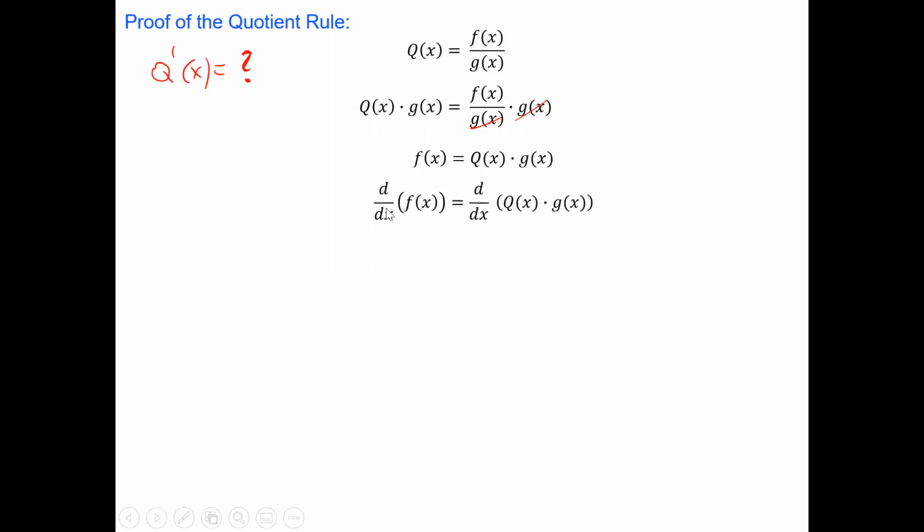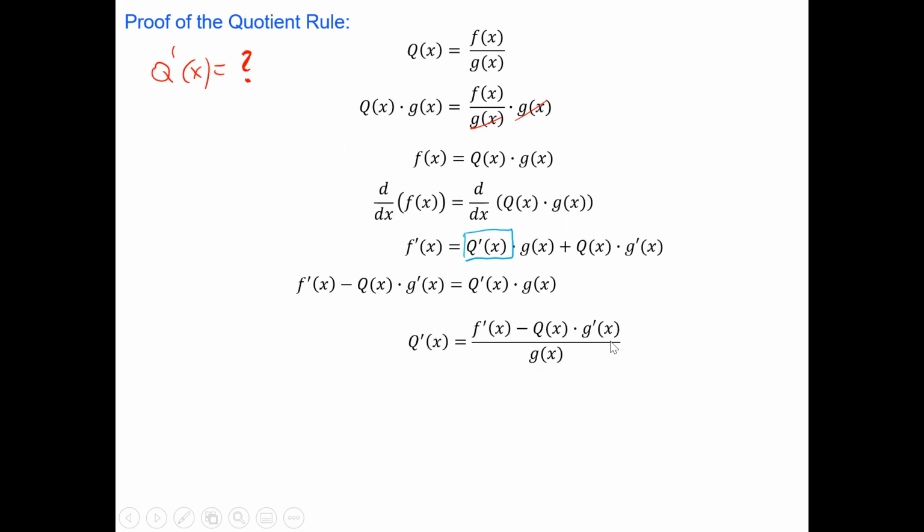That's the notation: derivative with respect to x of the left and derivative with respect to x of the right hand side. The left is just f prime. The right is the product rule: q prime g plus q g prime. Now we may notice that we suddenly have q prime of x. That's what we're looking for. Let's solve this equation for q prime of x. I will subtract that part from both sides and divide both sides by g of x to isolate q prime of x. You can do it, it's just algebra.